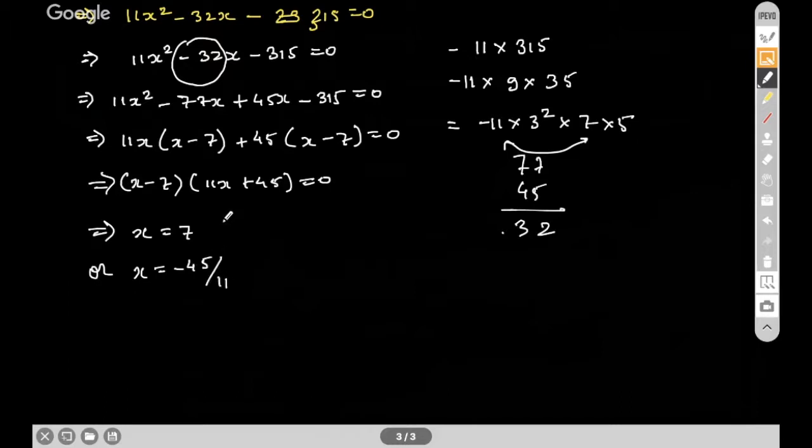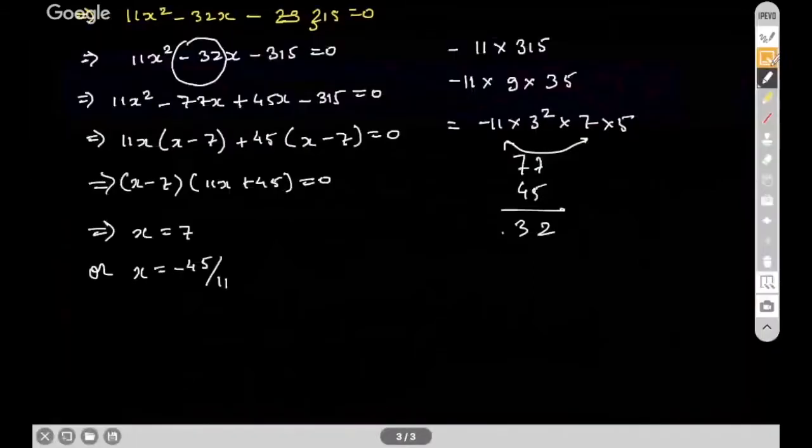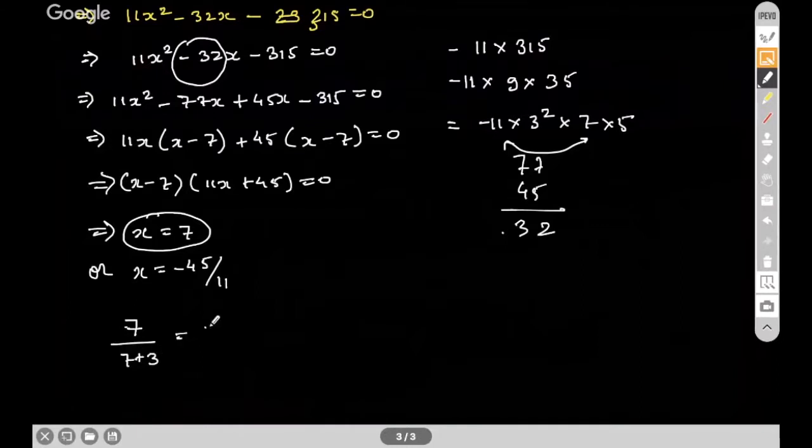Now clearly the term has to be positive, right? It was said that it is an integer. Let's go back to the question once and see what it was. The numerator is 3 less than the denominator, and it has to be an integer. So clearly I get one integer: x equals 7 is the solution. So the fraction will be 7 upon 7 plus 3, that is 7 upon 10. Now quickly check whether this is correct or not.